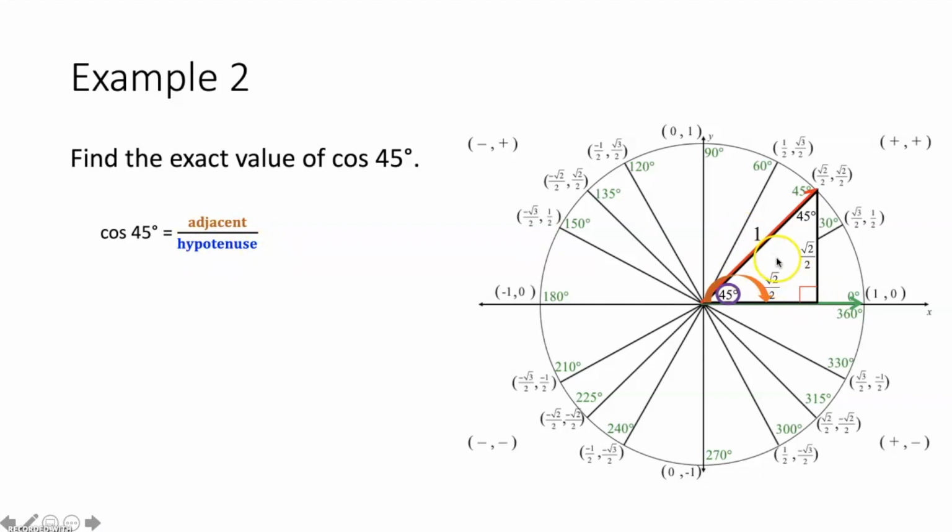Remember, that's the side opposite our 90-degree angle. That would be this 1. So we end up getting rad 2 over 2 over 1, which simplifies to rad 2 over 2. So we have found that cosine of 45 degrees is equal to rad 2 over 2.